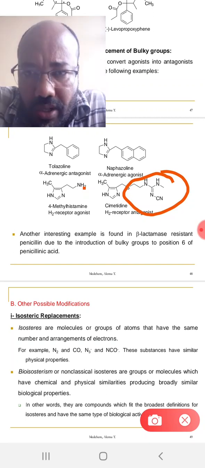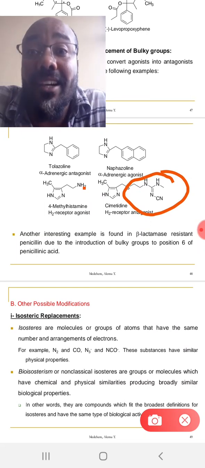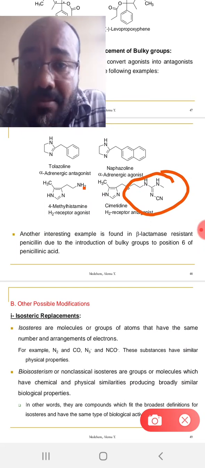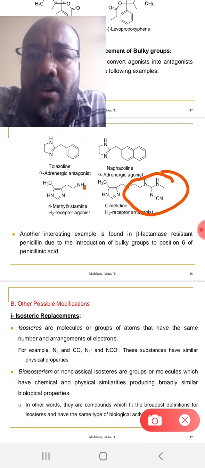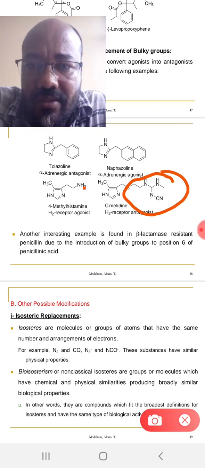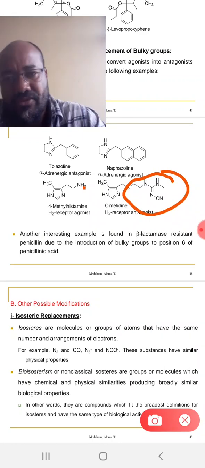we can use introduction or removal of bulky groups. When you introduce a bulky group, this may be changed into agonist or antagonist. When you introduce a bulky group, the agonist may be converted into antagonist. Therefore, these are some of the approaches that are used in drug discovery in medicinal chemistry.